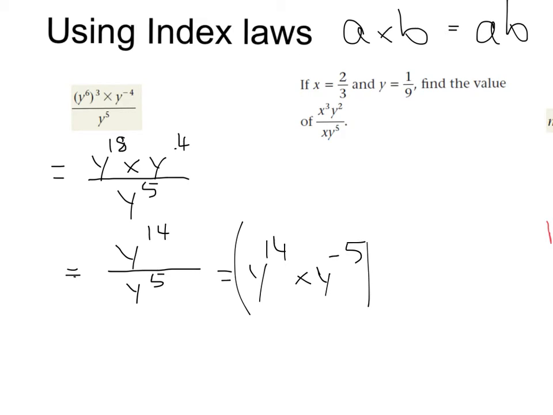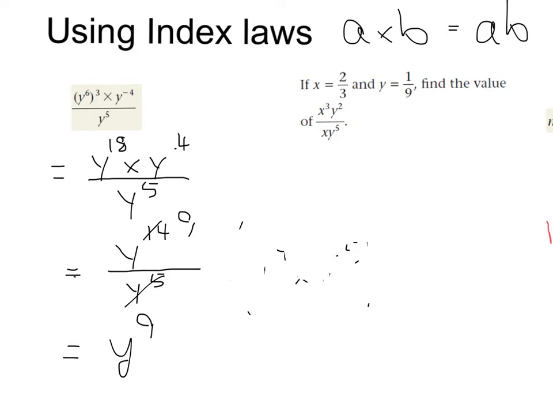However, we don't really need to do that because it's actually easier to just say 5 of these taken away from 14 of those leaves 9. So the answer is y to the power of 9. And there's your answer. Okay, and I'll just get rid of this stuff so that we have room to move.